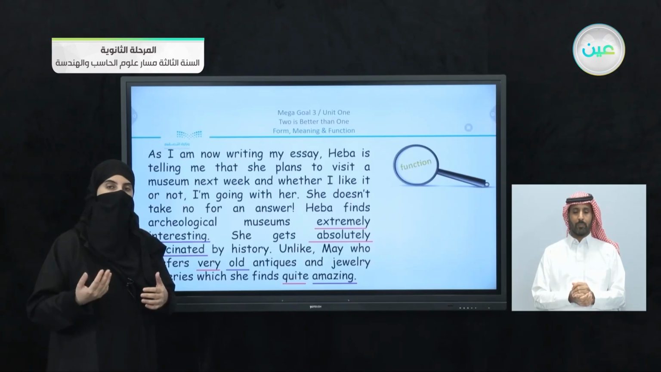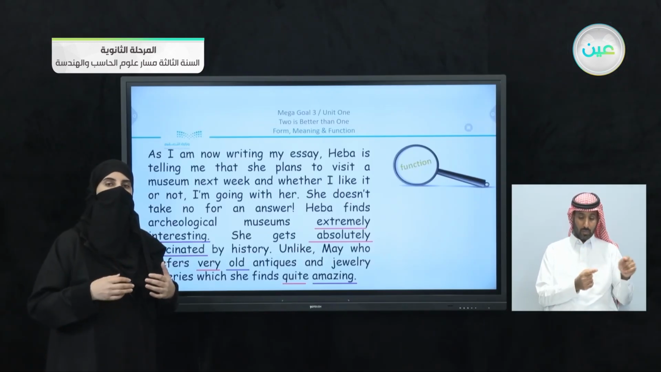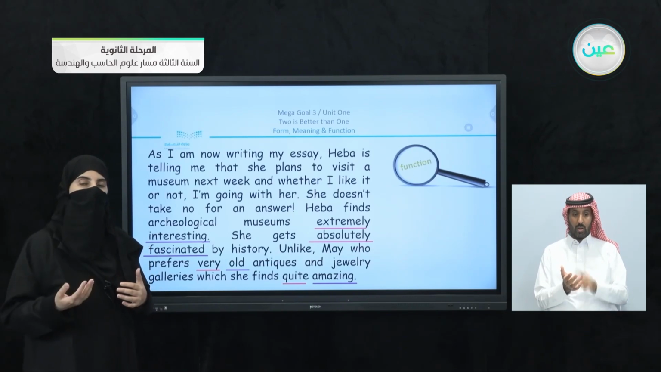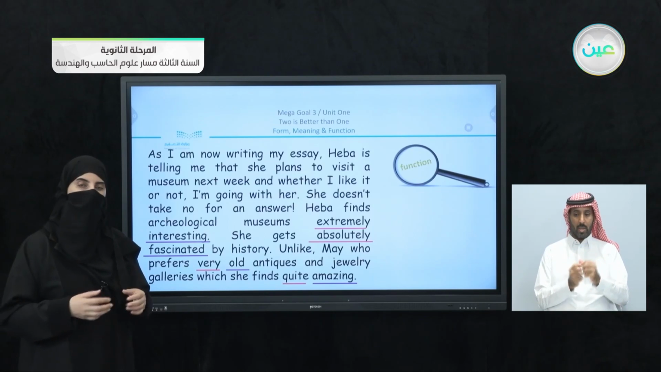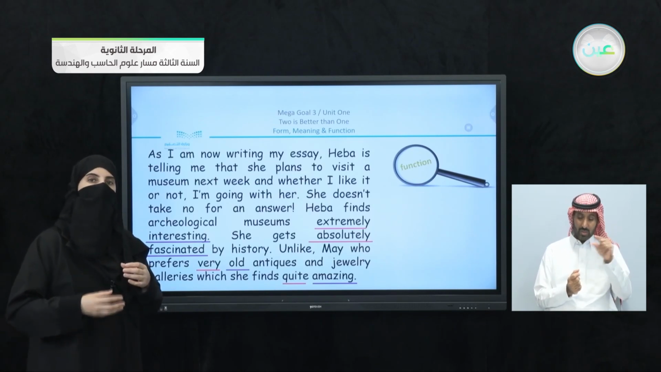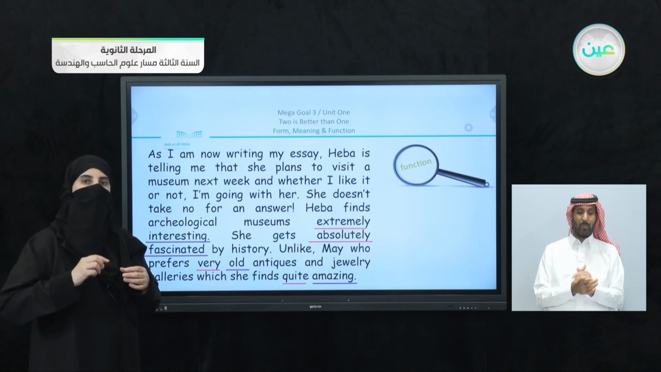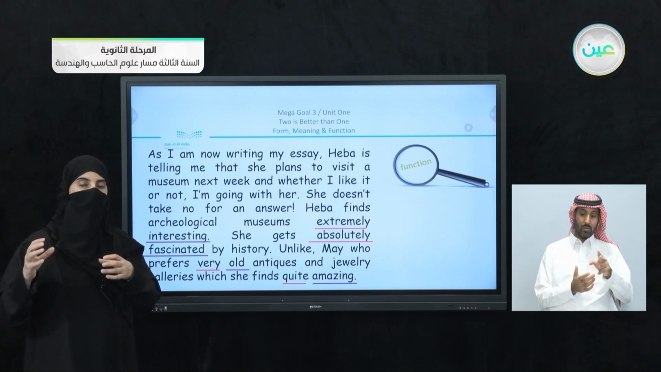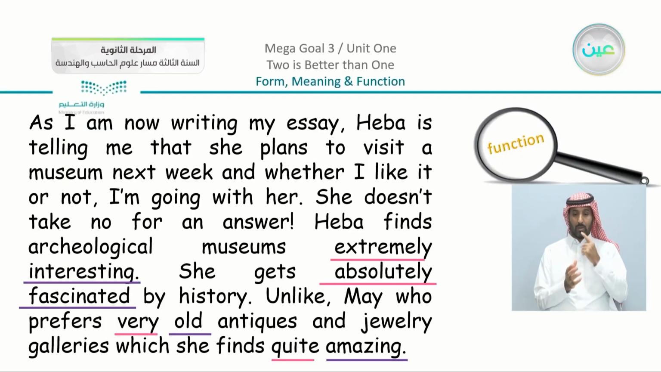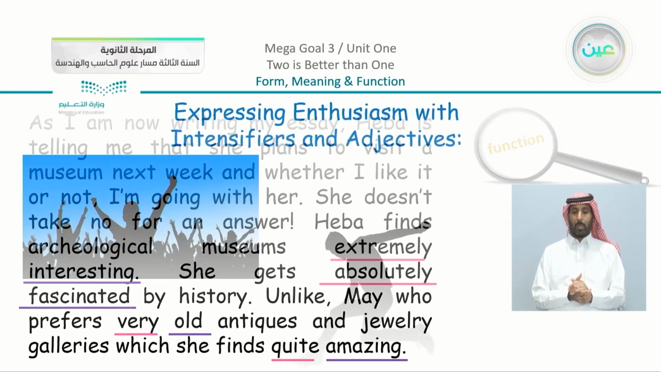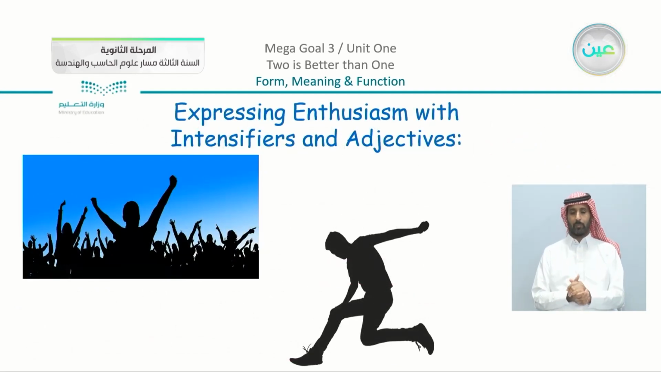But the other words that I underlined with the pink color, they emphasize, they are intensifiers here. They give more meaning or stronger meaning. So when I say that something is small, it is different from saying that it is tiny. I can say that there are different intensifiers to use with different adjectives. So we have here extremely, absolutely, very, and quite. They are intensifiers, which we are going to discuss in our next part, which is expressing enthusiasm with intensifiers and adjectives.